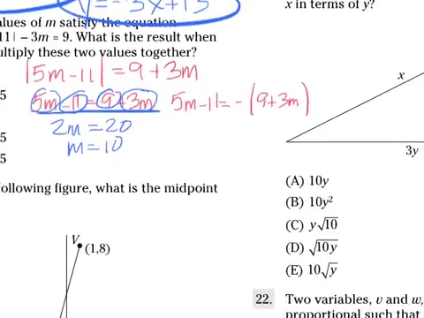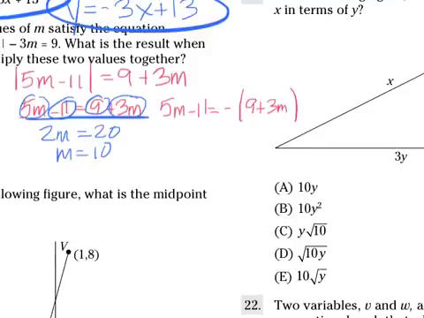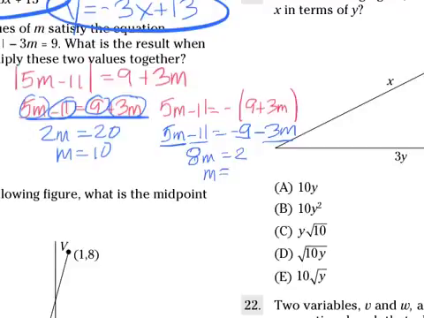And then over on this side, you'll have 5m minus 11, but you've got to change the sign of everything on the right. 5m plus 3m is 8m. And -9 plus 11 is a positive 2. So that 2 divided by 8 is 1/4, or 0.25.